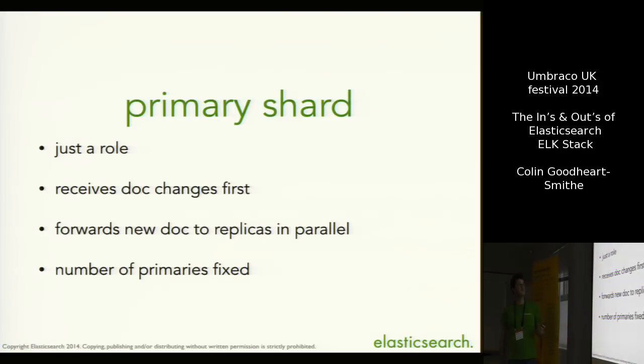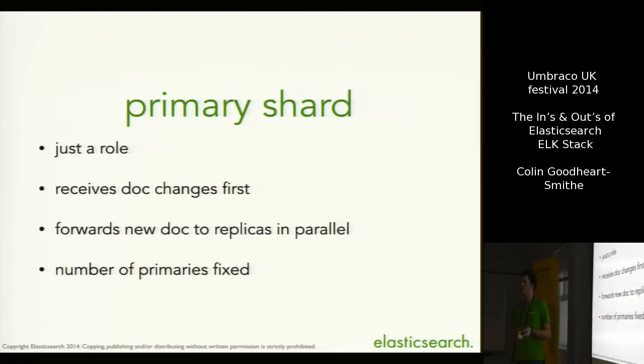So like I said, the primary is just a role. Primary shards don't contain any more special data. They're just told that they're primaries. The reason why we need a primary is that they receive the document changes first. And then they forward these document changes to the replicas in parallel.